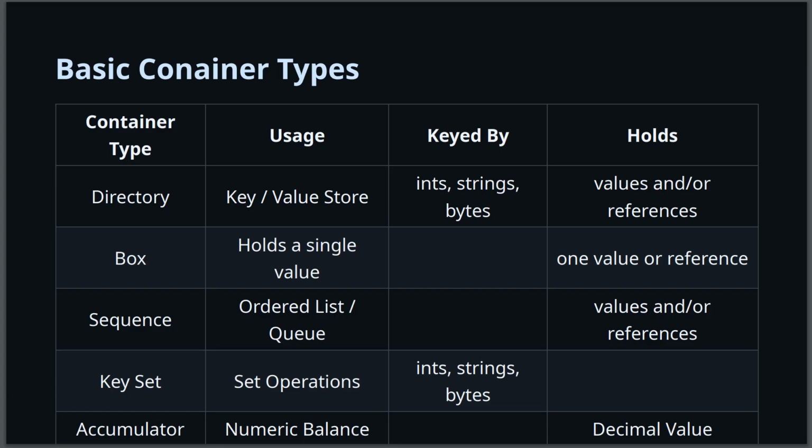So in addition to this directory thing, which is a little bit like a Python dictionary, there are some other data structures present in Gink. One is called a box, which is like a directory, but there's no key, so it just holds one value. There's also a sequence data type that you can use as a queue. It's just like an ordered list, essentially. There's something called a key set, which you can use the same way you would use a Python set. And there's something called an accumulator that you can use to keep track of numeric balances.